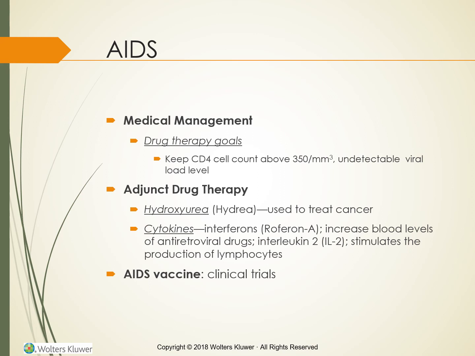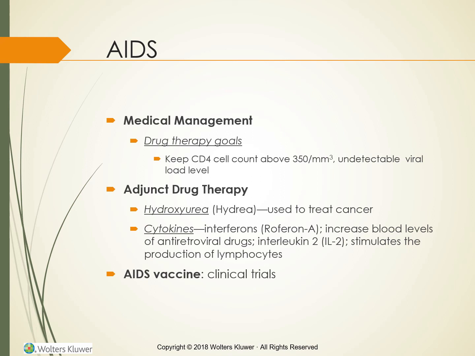Adjunct drug therapy. Other drugs may be used with antiretroviral drug therapy in an overall attempt to halt the progression of AIDS. One such drug is hydroxyurea, which usually is used to treat cancer. Hydroxyurea inhibits an enzyme that functions in DNA synthesis, thereby inhibiting or slowing the reproduction of tumor cells. When combined with antiretroviral drugs, hydroxyurea interferes with viral replication, increasing anti-HIV effects.